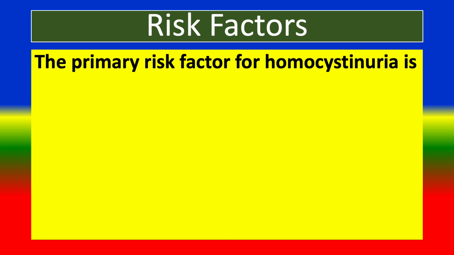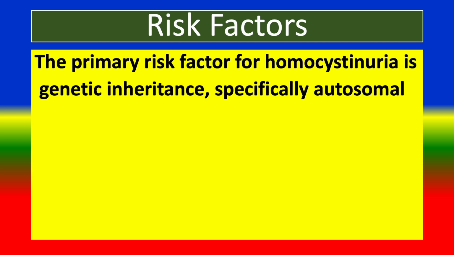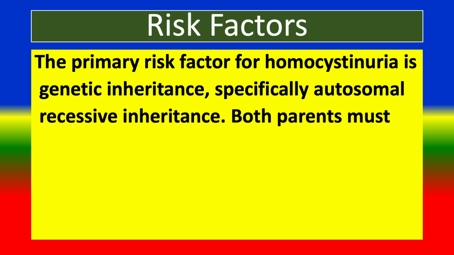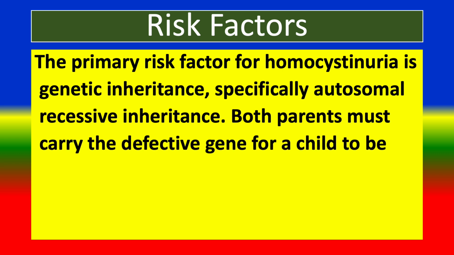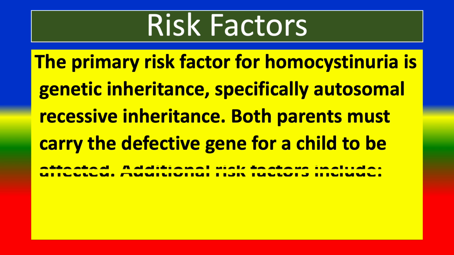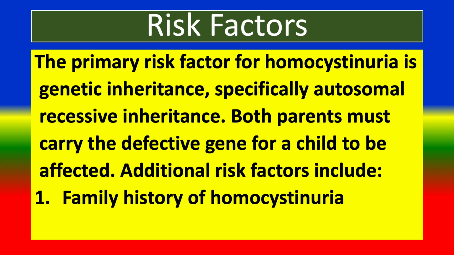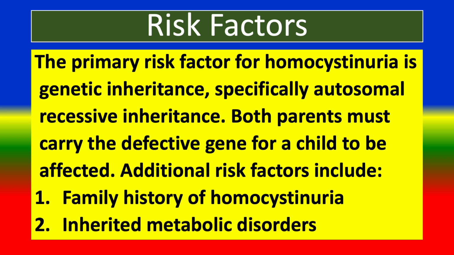Risk factors. 1. The primary risk factor for homocystinuria is genetic inheritance, specifically autosomal recessive inheritance. Both parents must carry the defective genes for a child to be affected. Additional risk factors include 1. Family history of homocystinuria, 2. Inherited metabolic disorders.